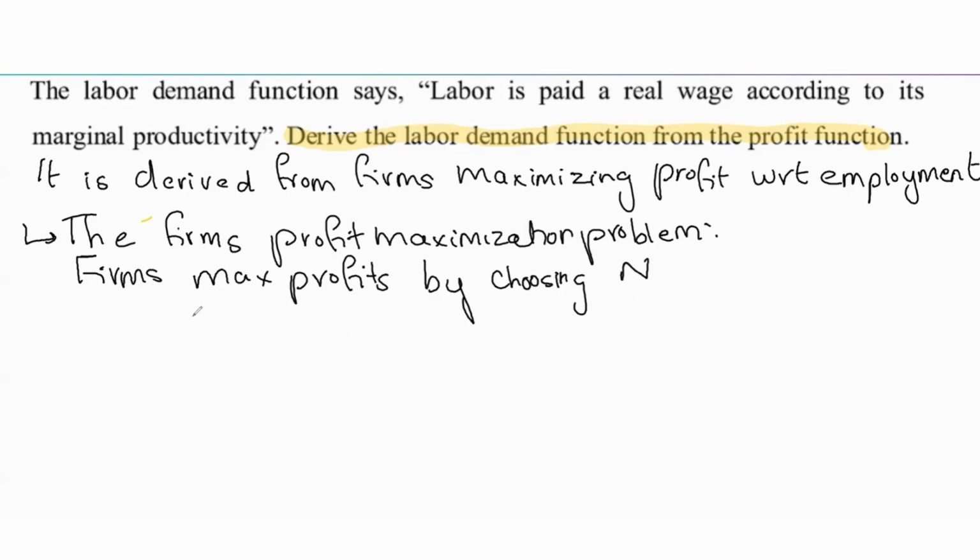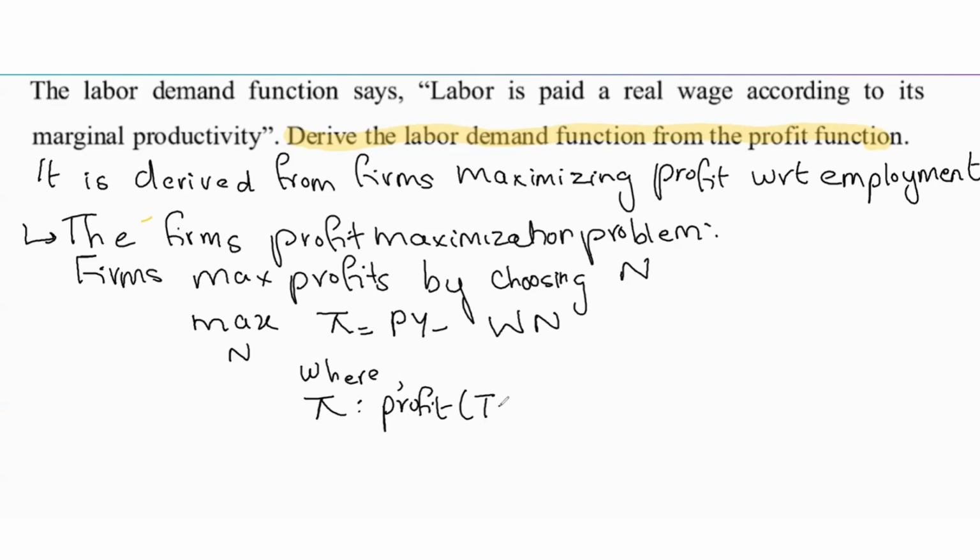So we can write this problem mathematically. Choose N to maximize profit, which is represented by pi, and profit is total revenue, which is Py, minus total cost, Wn. Here we will note that in the profit function, we do not have minus Rk, where R is the rental cost of capital and K is capital, because we're assuming there's no capital in this economy for simplicity.